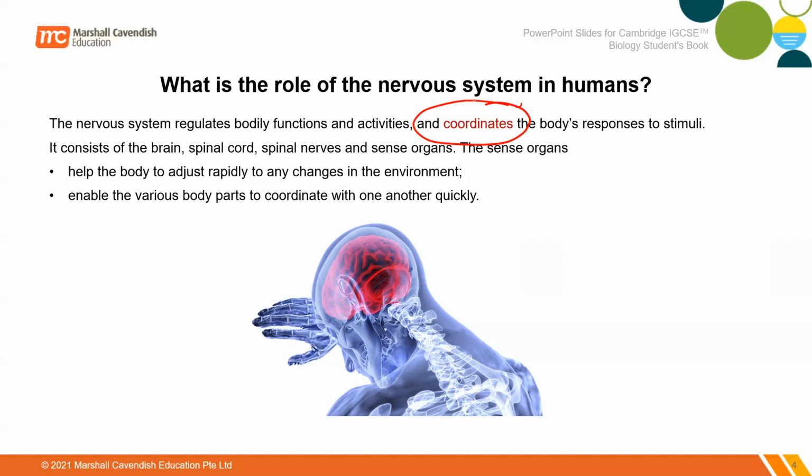Our brain and our spinal cord are the basic parts of the central nervous system, and they are both responsible for taking a rapid action or rapid response. So why do we need a rapid response?